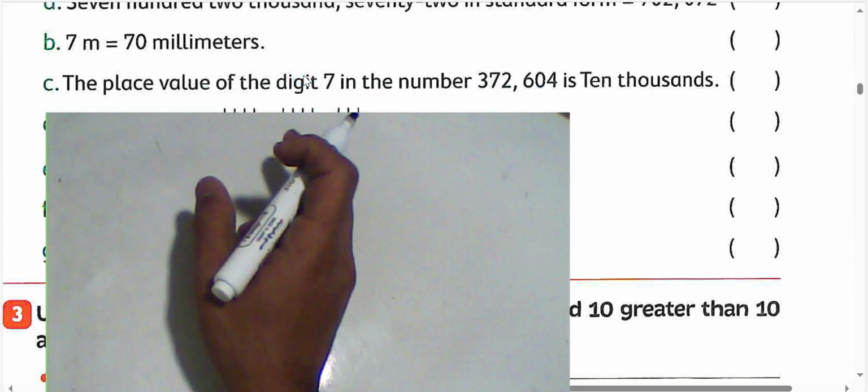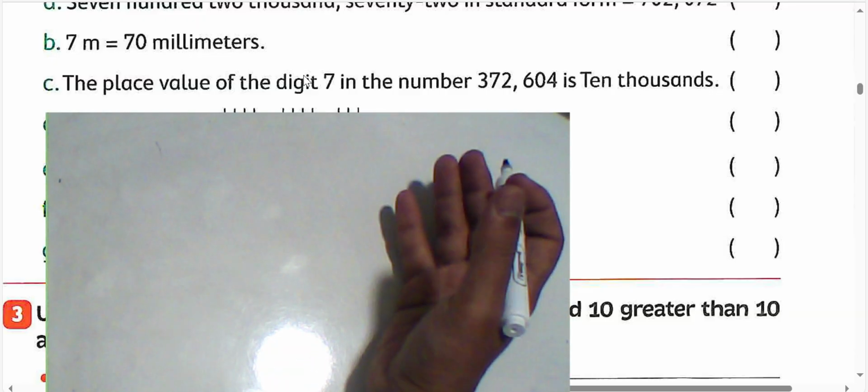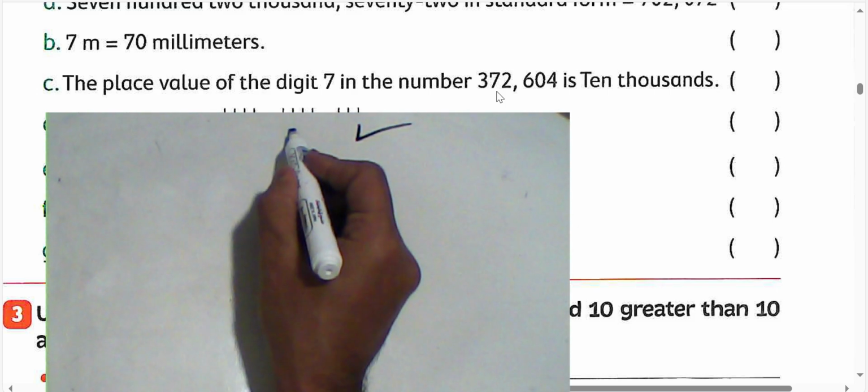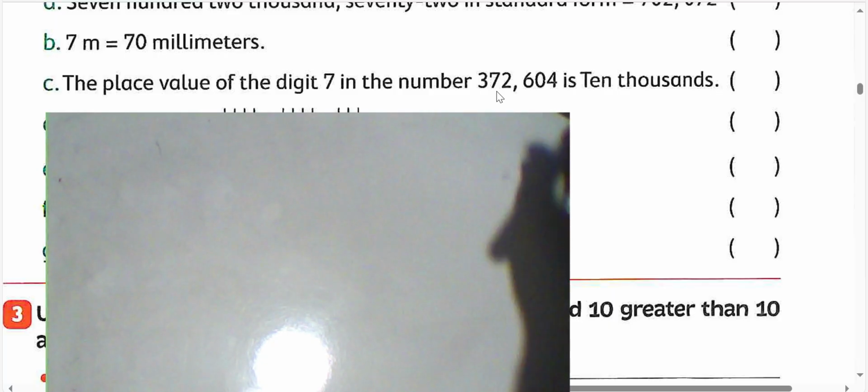The place value of digit 7 in the number 372,604 is 10,000. Yes, the place value of digit 7 here is 10,000. 7 lies in the 10,000 place. Then the answer for letter C is true. Understood? Next question, letter D.